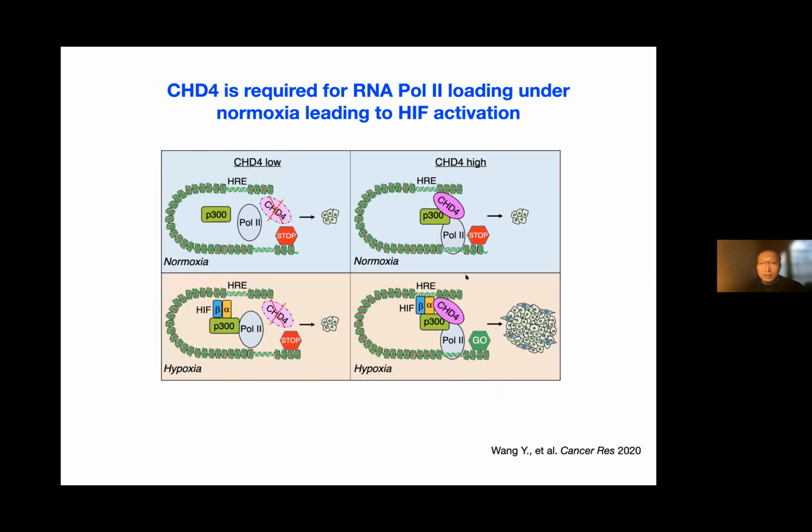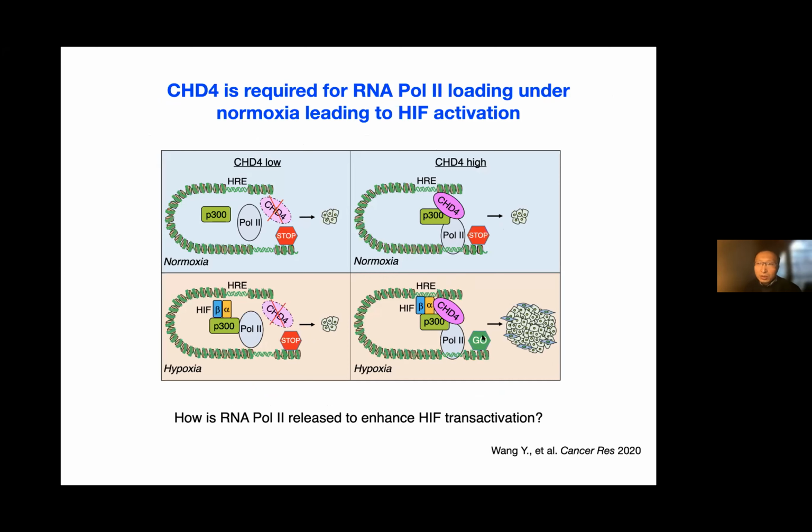So to summarize what I've shown you of this part, we found CHD4 can interact with P300, and P300 can further recruit Rna-Seq. These form the complex under normoxic conditions. Upon hypoxia, CHD4 can recruit HIF-1 to the hypoxia response element. So this complex can initiate the downstream target gene expression.